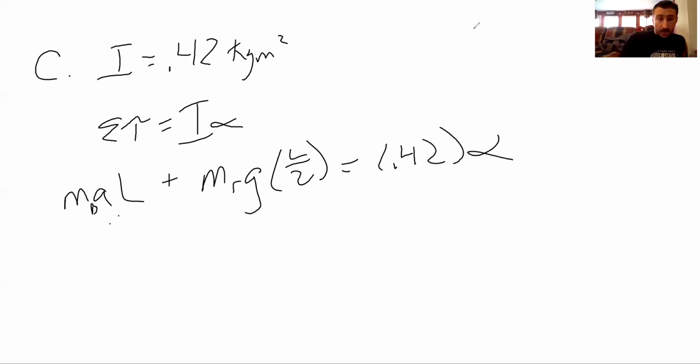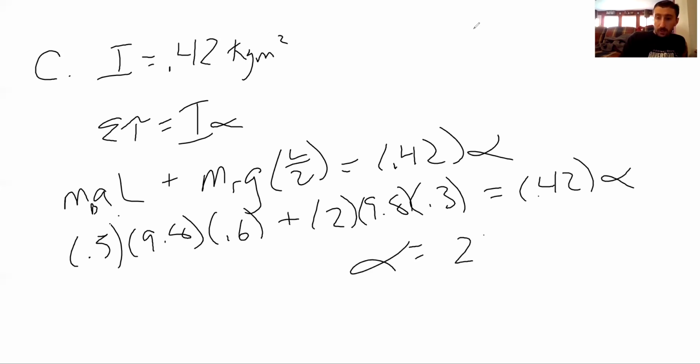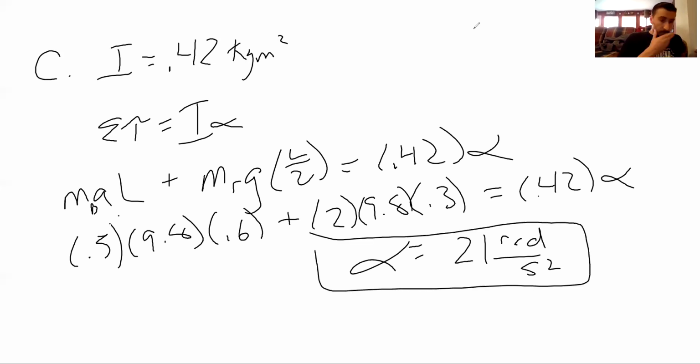Go ahead and plug in. Mass of the block is 0.5 times 9.8. Length of the rod is 0.6. Plus mass of the rod is 2 times 9.8 times 0.3. I got 0.3 by dividing 0.6 in half. Equals 0.42 alpha. You get 21 radians per second squared. All right, that was pretty easy. That was actually pretty straightforward, just understanding torque and how that works.